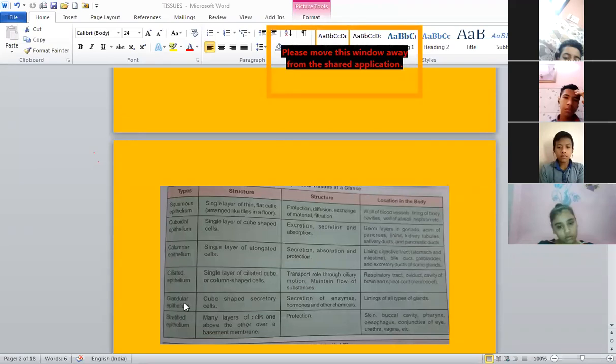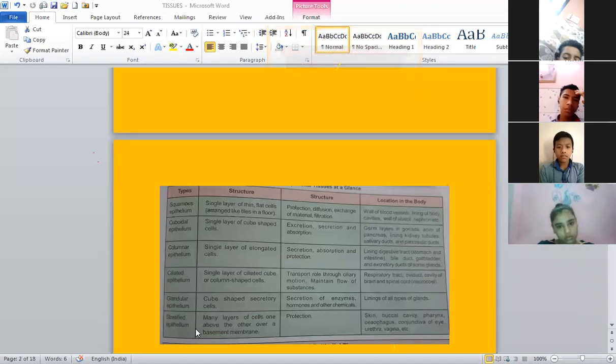Then glandular means they contain glands, cube-shaped secretory cells, secretion of enzymes, hormones, and other chemicals, lining of all types of glands. Then comes stratified epithelium, meaning many layers of cells one above the other. What does that mean? Stratified means when the epithelial cells are stacked over each other. Many layers of cells, one above the other, over a basement membrane, form a stratified epithelium.